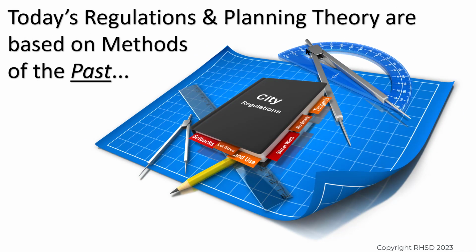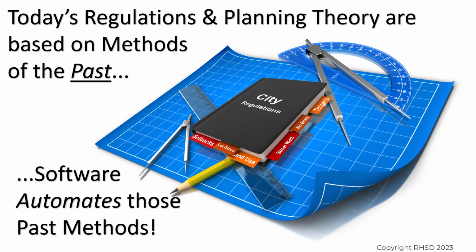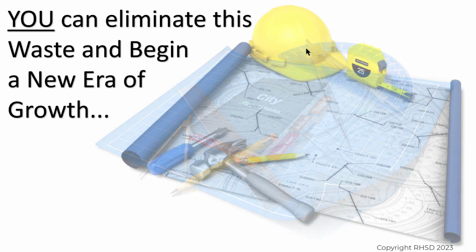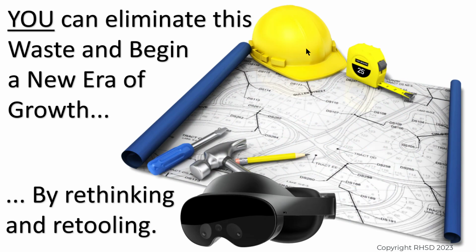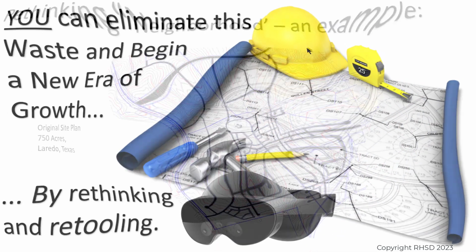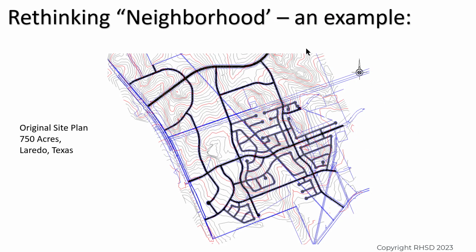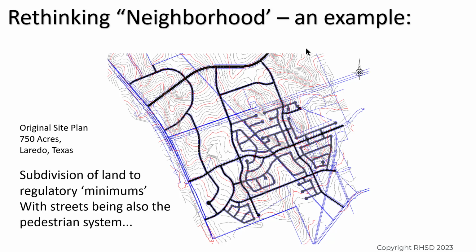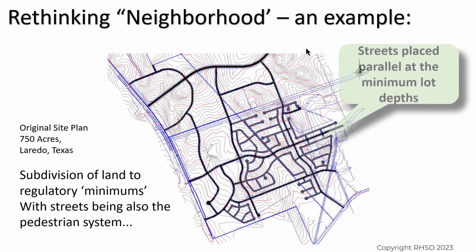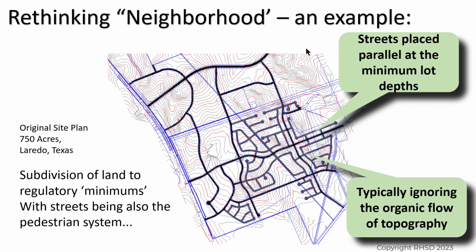Today's regulations and planning theory are based on methods of the past. Software that's available automates only those past methods. You can eliminate waste and begin a new era of growth by rethinking and retooling. So we're going to use Winfield Coves as an example. This is the original plan that was gridded. It's a subdivision to regulatory minimums, with the streets being the pedestrian system. They parallel each other at minimum lot depths, and the grid typically ignores the organic, natural flow of topography.